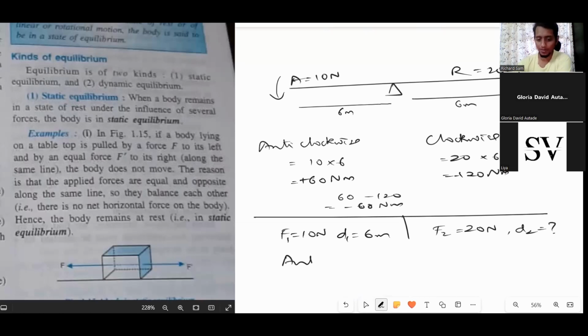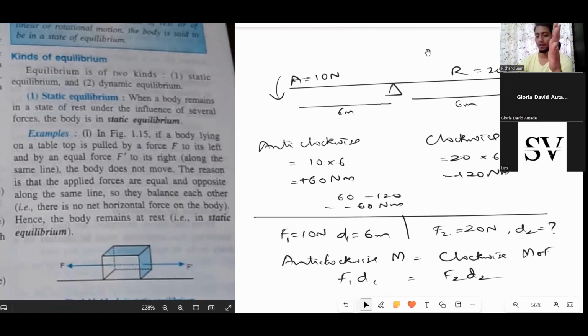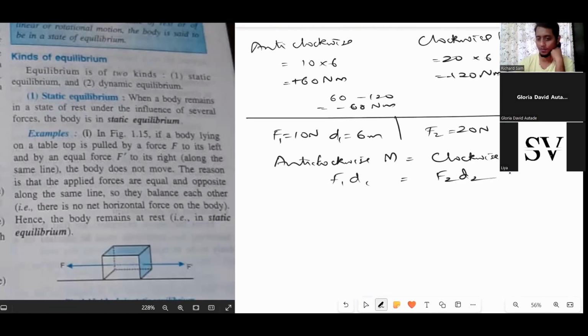So we'll write the statement that anti-clockwise moment of force is equal to clockwise moment of force. In other words, F1 D1 is equal to F2 D2. Right? The formula for moment of force is F into D. So anti-clockwise moment of force F1 into D1 should be equal to clockwise moment of force, which is F2 D2. Now we have the values for F1 and D1. That is 10 into 6 should be equal to F2, which is 20, into D2, which we have to find.